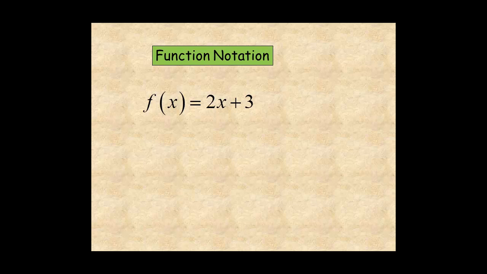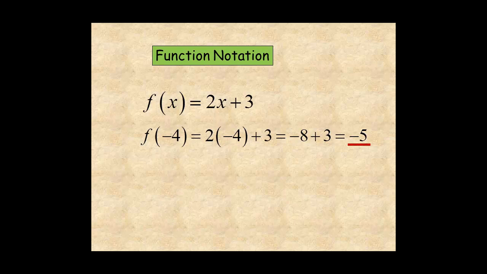For another example, f of negative 4 is 2 times negative 4 plus 3, which is negative 8 plus 3, which is negative 5. So you can say f of negative 4 equals negative 5. And you have the ordered pair negative 4, negative 5.